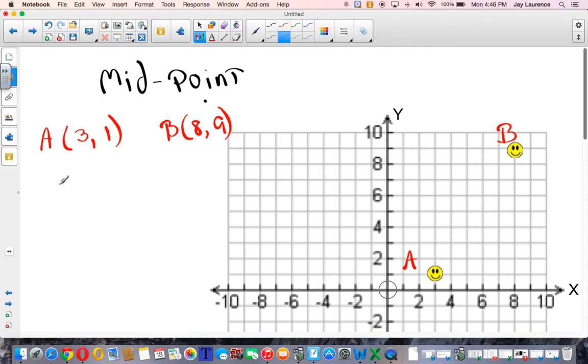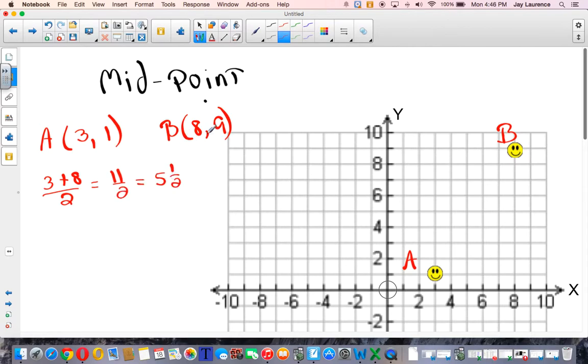Well, all I'm going to do is find the middle of the x's and find the middle of the y's. To find the middle, I'm going to average them. To find the middle of the x's, I'm going to add 3 and 8 and divide by 2. I'm suggesting that the x-coordinate of the midpoint is going to be 11 divided by 2, or 5.5.